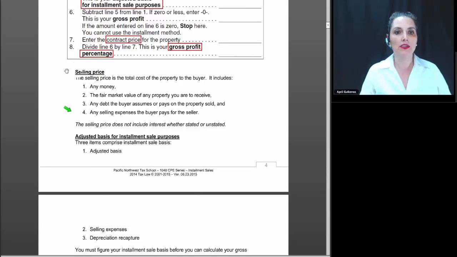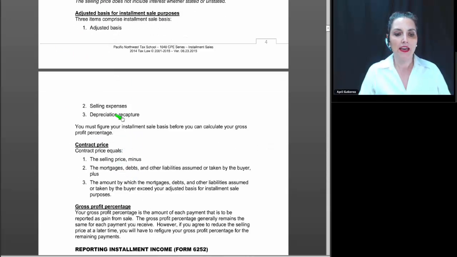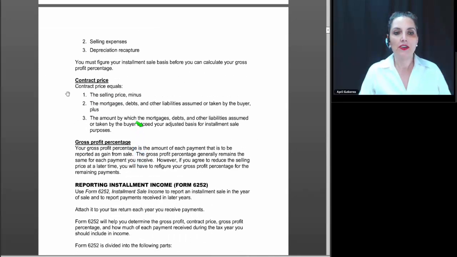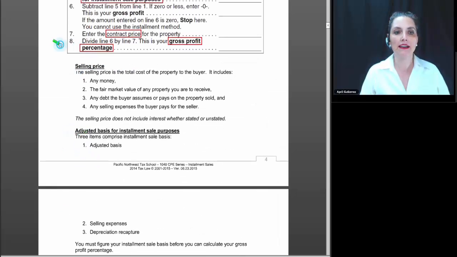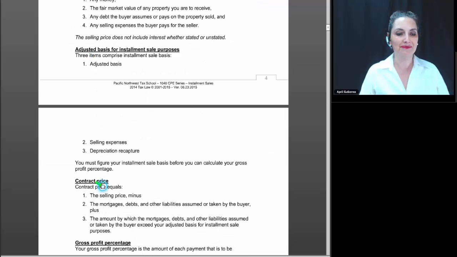Next, we move on to line 7 where it says enter the contract price, and let's figure what that is about. Your contract price equals the selling price minus mortgages, debts, and other liabilities assumed or taken by the buyer, plus the amount by which the mortgages, debts, and other liabilities assumed or taken by the buyer exceed your adjusted basis for installment sale purposes. And then finally, the very bottom line, divide line 6 by line 7, and this is your gross profit percentage.